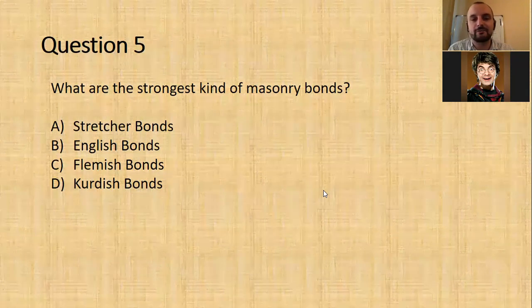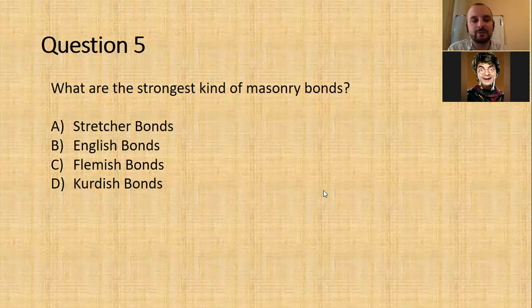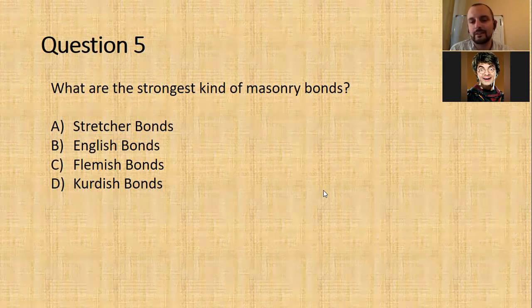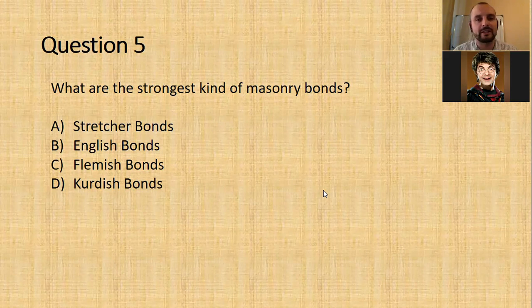Anyway, yeah, the answer is B, English bonds. So Flemish bonds and English bonds are both particularly strong, but English bonds are just a little bit stronger than Flemish bonds. So does everyone know what I mean when I'm talking about bonds? Okay, I hope so, because you all did pretty well with the masonry assignment, if I remember correctly.